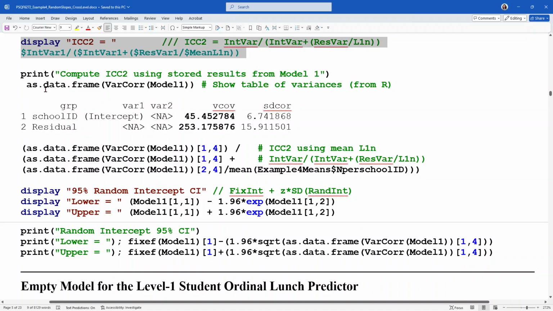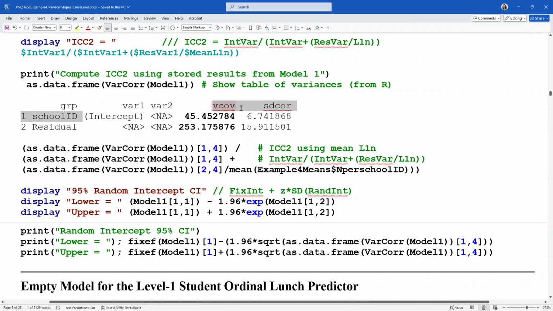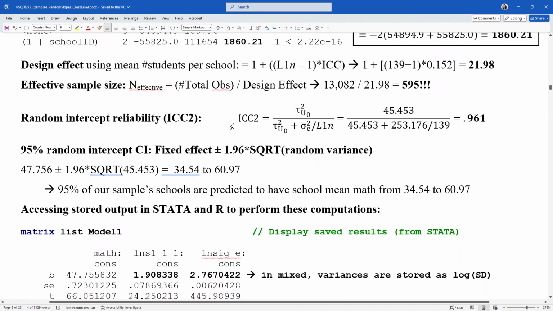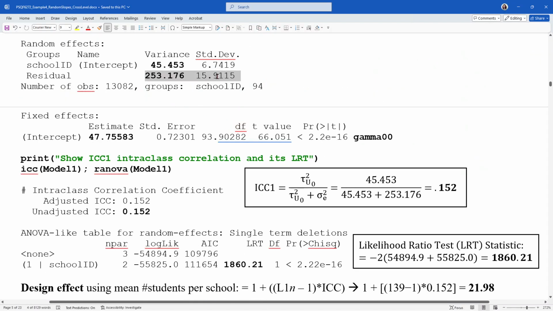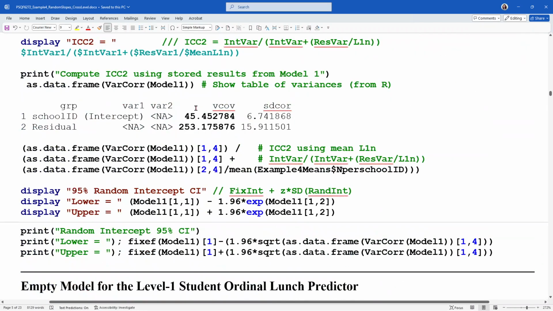In R, same process, slightly different code here. So I'm asking for the saved variance components from the model as a data frame because then I know how to get to them. I'm sure there are other ways, but this is the only one that has worked for me consistently. So then I have school variance of 45. I have level 1 people variance of 253. Those are the same numbers that are up here in your output. So I'm just accessing where they've been stored so I can do math on them.